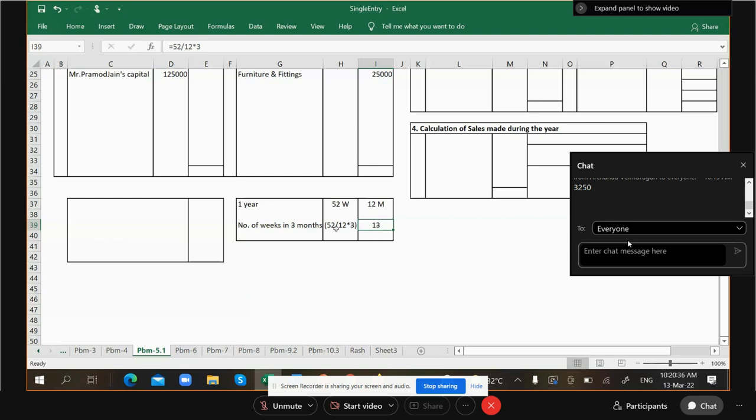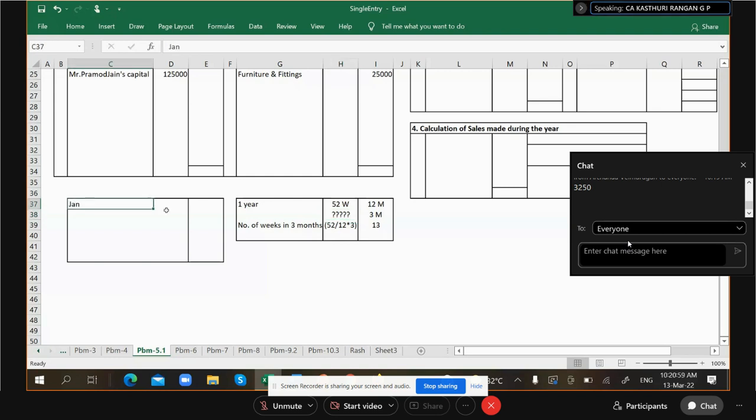So, this is one mistake every student makes in the exam. Immediately your mind will say, okay, 3 months, 12 weeks, multiply by 12, like that you will do, but not correct. So please do it carefully. So for 1 year, 12 months, 52 weeks. Therefore, for 3 months, how many weeks? It will be 13 weeks.